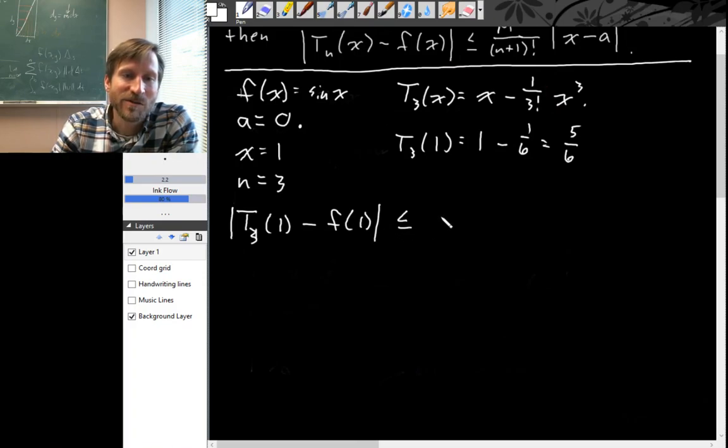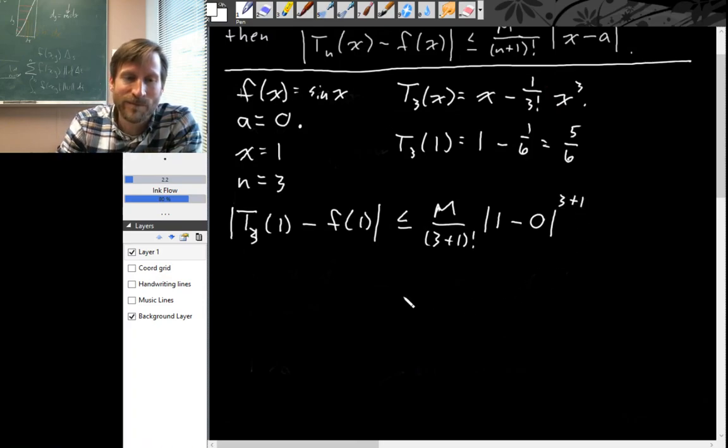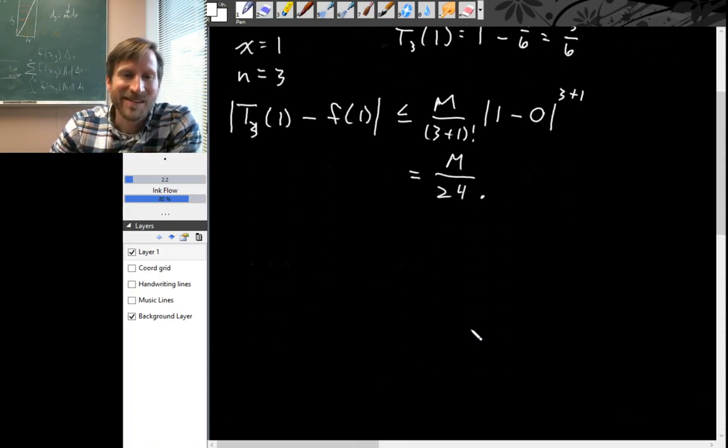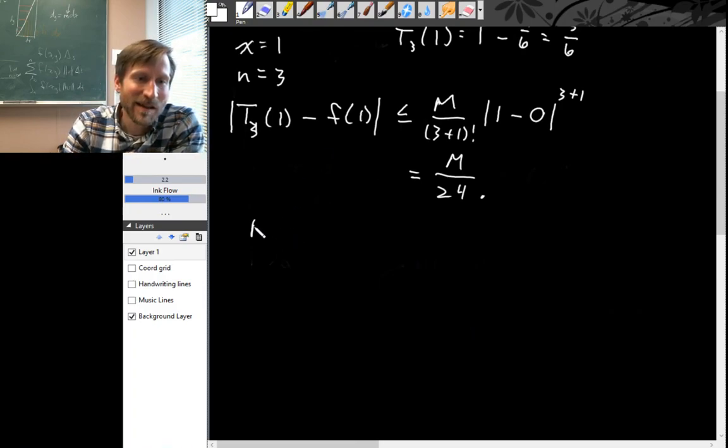This error is less than or equal to M over, remember n is 3, so (3 plus 1) factorial times the absolute value of x, which is 1, minus the base point, which is 0, to the n, which is 3, plus 1. So this is all going to be M over 4 factorial, which is 24. But first we need to figure out what M is. Remember, M is some bound on the n plus first derivative of f.